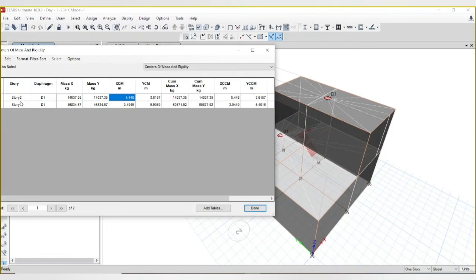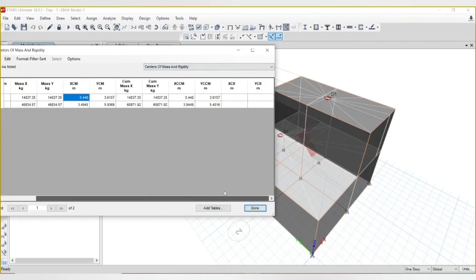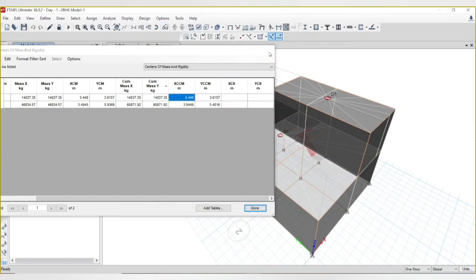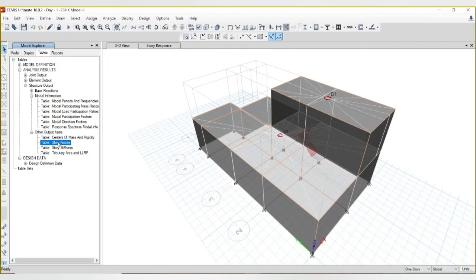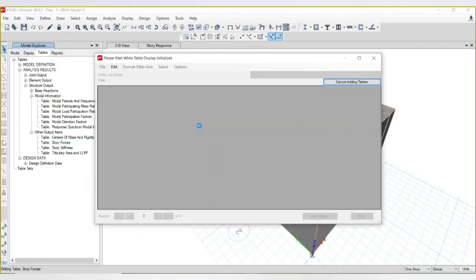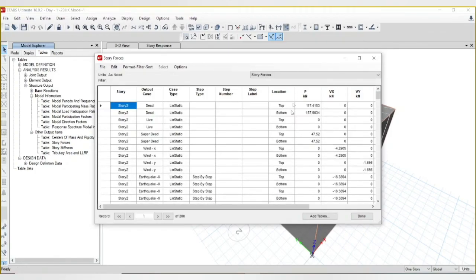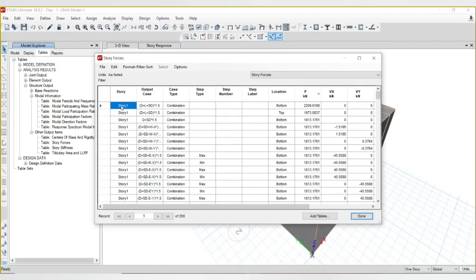The second story will be having the center of mass at 5.9 meter in X and nearly 6 meter at Y. So this is center of mass and center of rigidity, CR, center of rigidity. Total story force, you can find the maximum story force. Maximum story force will be at dead load, live load and super dead load into 1.5.